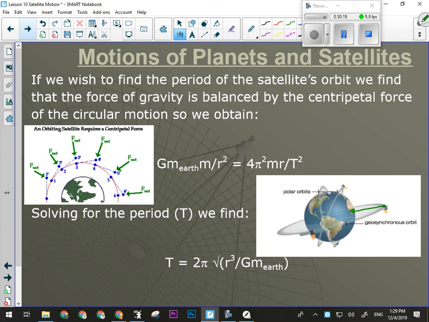Polar orbits are a lot smaller, and we would use those for special scientific satellites or spy satellites. If you're running a spy satellite, you don't want it sitting over the same spot all the time because it's an easy target. And yes, countries shoot down other countries' satellites. If you know somebody's spying on you with a satellite, you shoot it down. Or at least they used to.